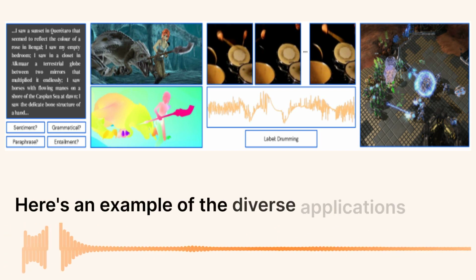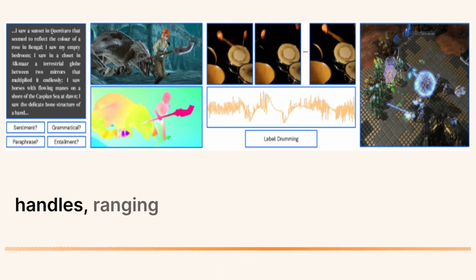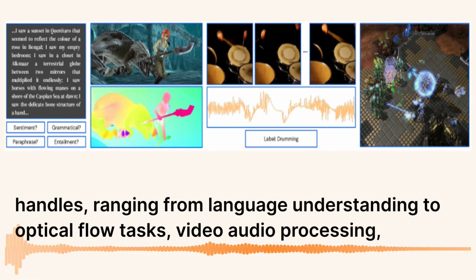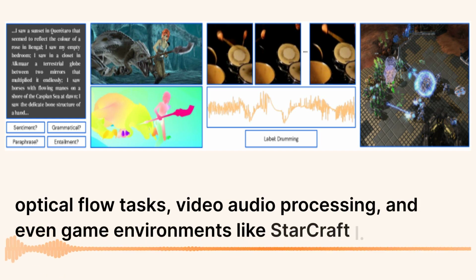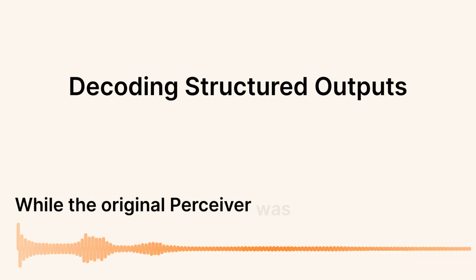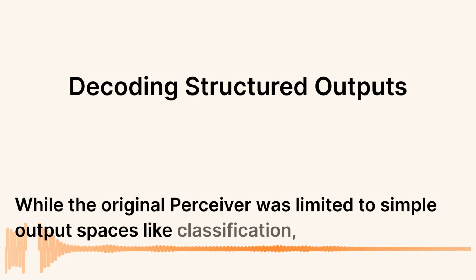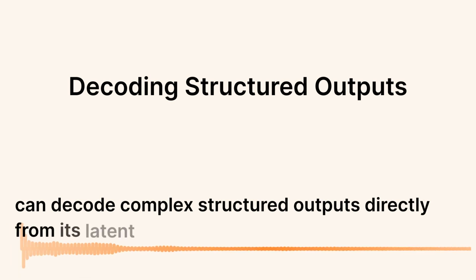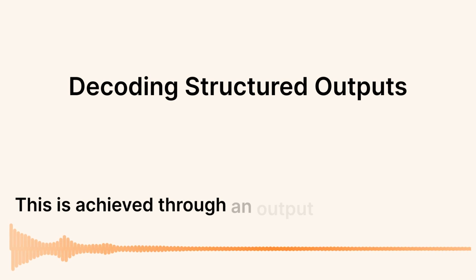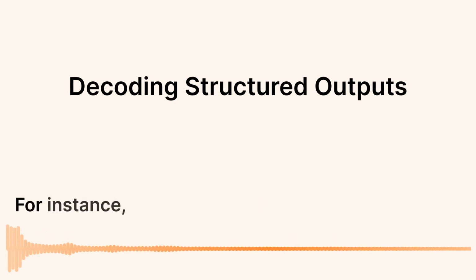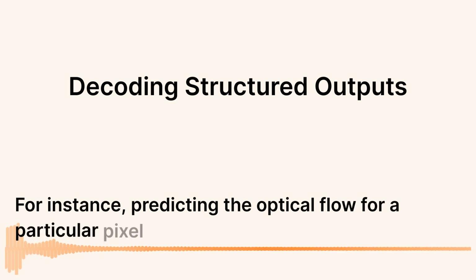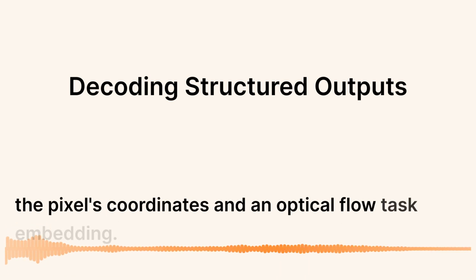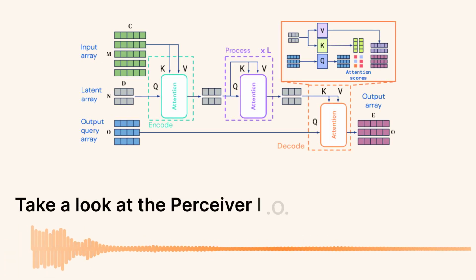Here's an example of the diverse applications Perceiver I/O handles, ranging from language understanding to optical flow tasks, video-audio processing, and even game environments like StarCraft II. While the original Perceiver was limited to simple output spaces like classification, Perceiver I/O can decode complex structured outputs directly from its latent space. This is achieved through an output query mechanism. For instance, predicting the optical flow for a particular pixel involves composing a query from the pixel's coordinates and an optical flow task embedding.